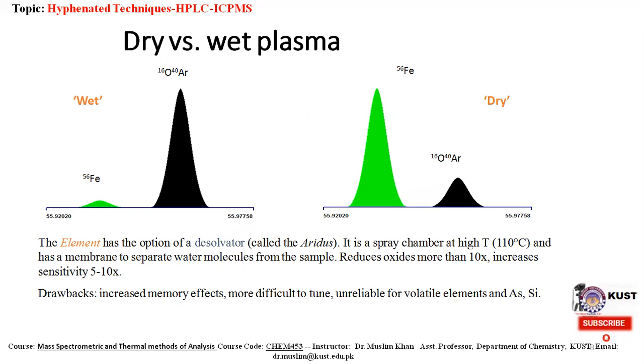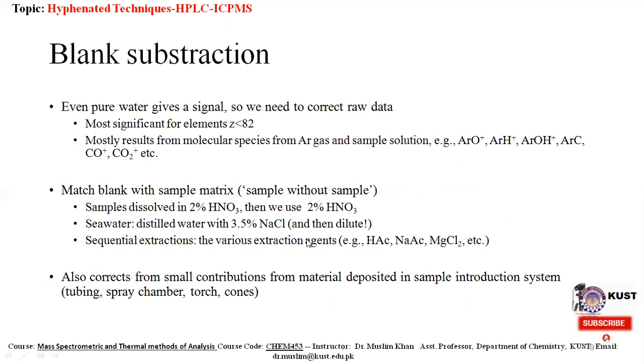It is a spray chamber at high temperature, 110 degrees centigrade, and has a membrane to separate water molecules from the sample. Reduces oxide more than 10 times, increases sensitivity 5 to 10 times. Drawbacks: it increases the memory effect, more difficult to tune, unreliable for volatile elements like arsenic and silicon, etc. Otherwise, this is very useful.